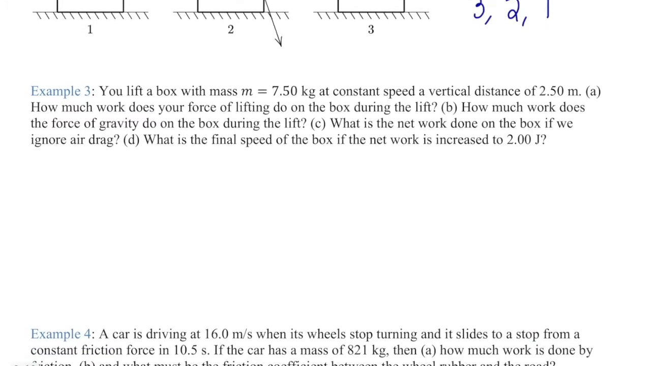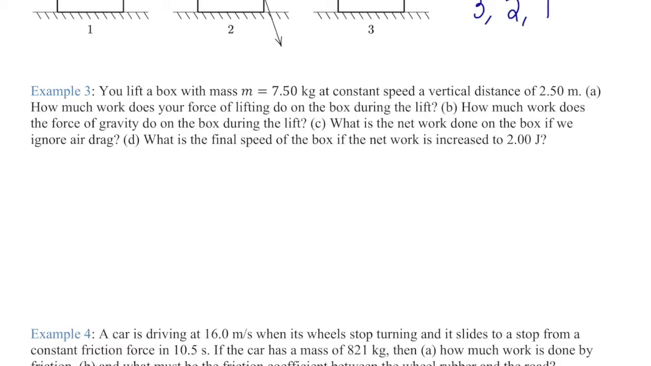All right, so example 3. You lift a box with a mass of 7.5 kilograms at constant speed, a vertical distance of 2.5 meters. So constant speed again. How much work does your force of lifting do on the box during the lift? How much work does the force of gravity do on the box during the lift? What is the net work done on the box if we ignore drag?